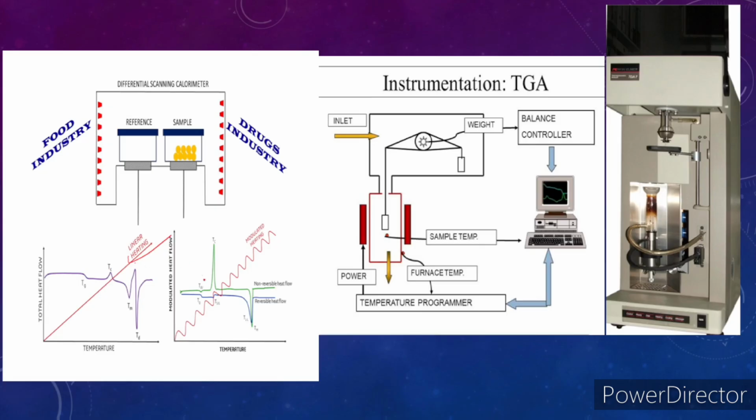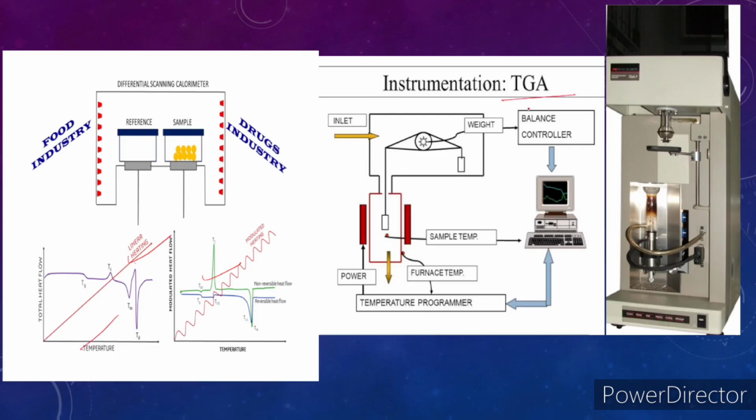Modulated heating in the drug industry allows for the detailed analysis of complex pharmaceutical behavior, while linear heating in the food industry is a more practical and efficient method for understanding simpler thermal transitions in food products.